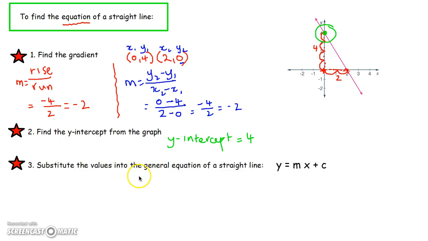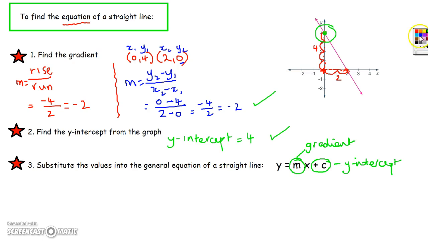Once we've got those two elements, that's all we need. We need the gradient, we've got that. We need our y-intercept, we've got that. We put those two now into our equation. Instead of writing an m, we put down what the gradient actually is. And instead of writing the c, we write what value we have for our y-intercept. Very simply, let's finish that off then.